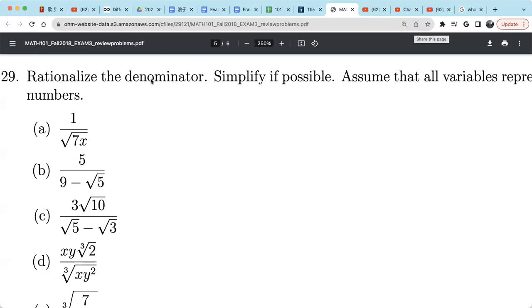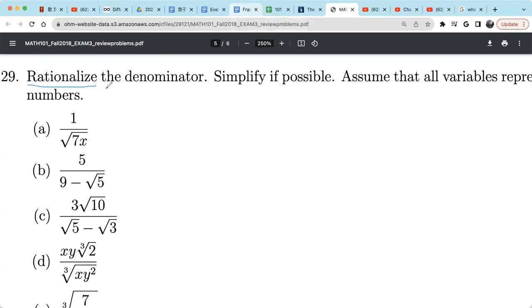Let's look at question 29. We want to rationalize the denominators. Sometimes we do rationalize the numerator. So later on, when you learn calculus, when you deal with the difference or quotient, sometimes we rationalize the numerator.